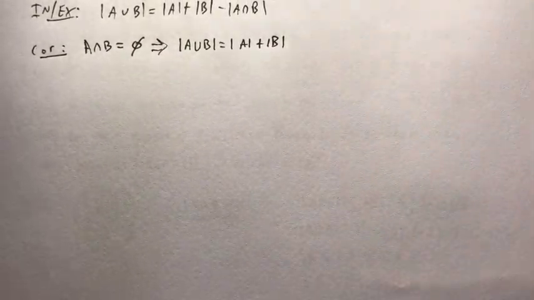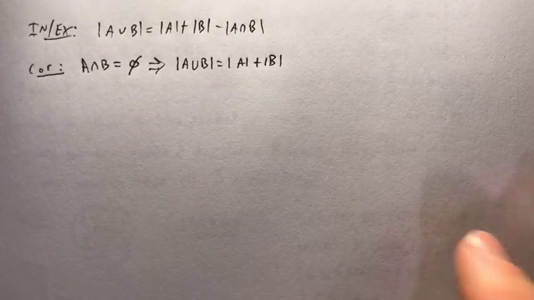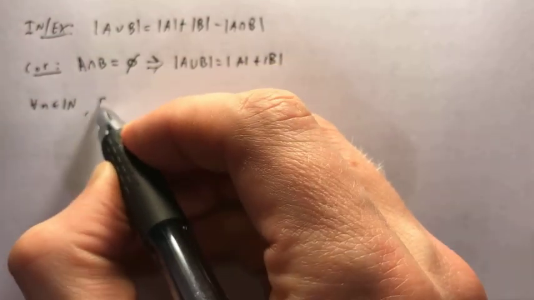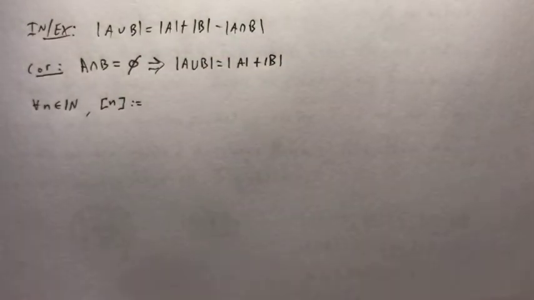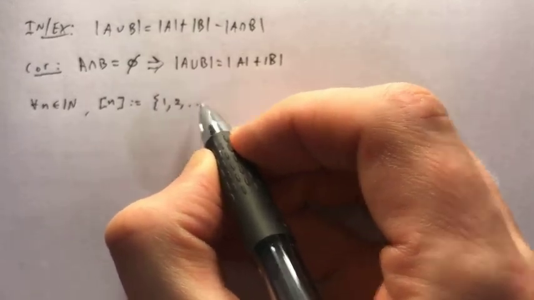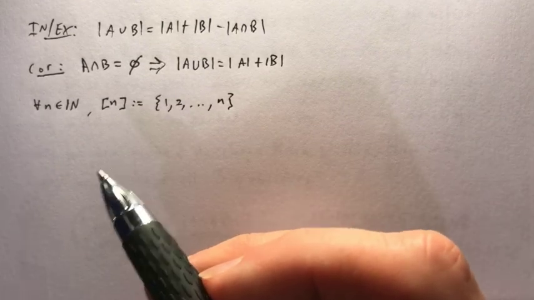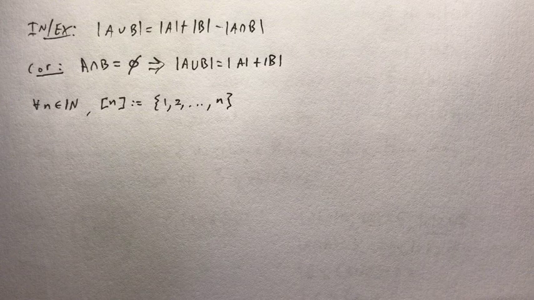All right, lovely. So now I want to remind you of one more thing. We have some extra notation: for any natural number n, I'm going to define square brackets around n to be the set 1, 2, up to n. You might hear this called an interval of natural numbers or an interval of integers. But it's fairly standard notation.